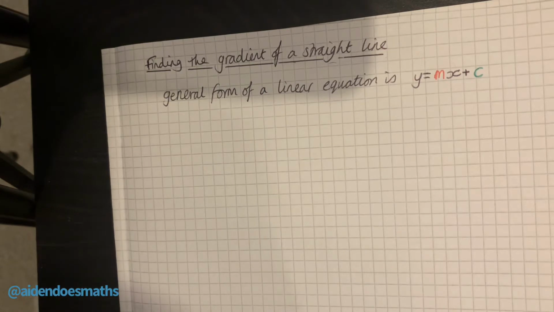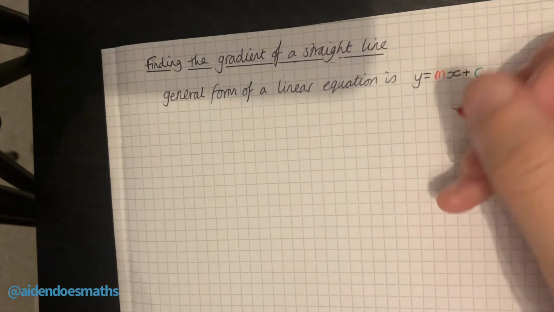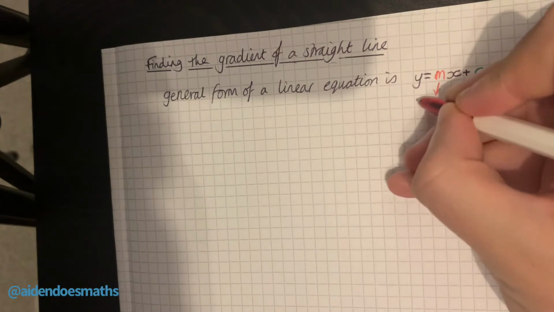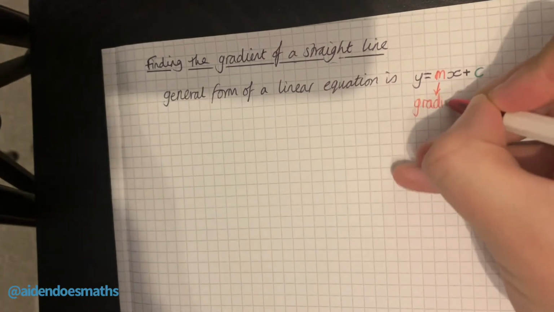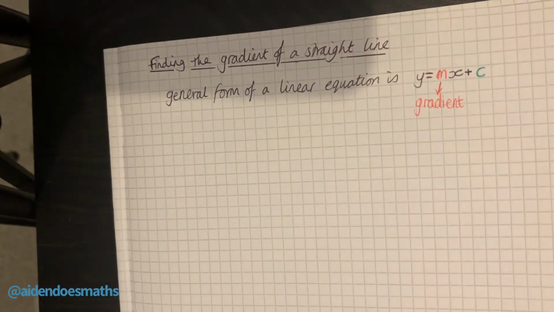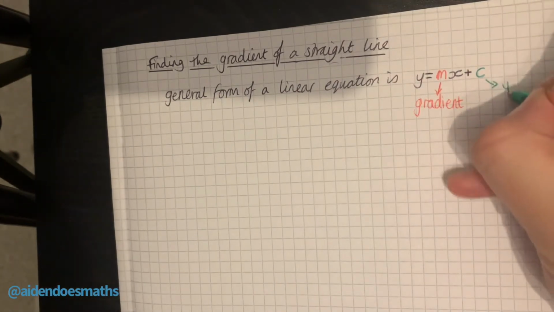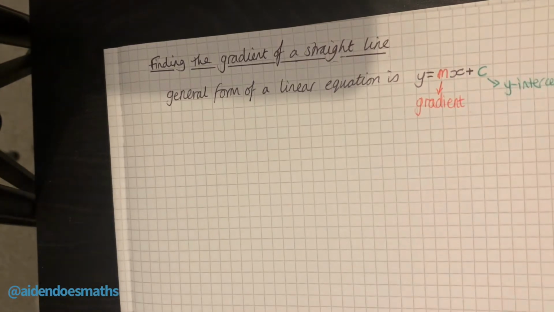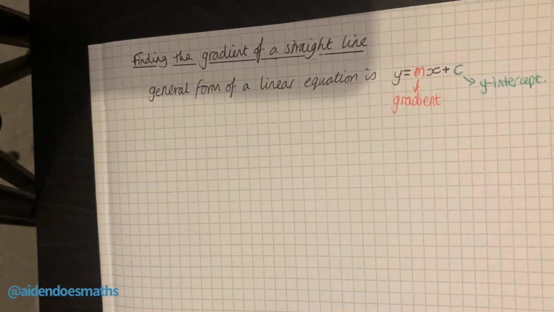We should know that with y and x, we've got coordinate grids where we have axes, an x-axis and a y-axis. So x and y are just going to be coordinates from those coordinate grids. But our m part is something called the gradient, which of course we're looking at today. And our c part is called our y-intercept. That just means where the line crosses the y-axis.